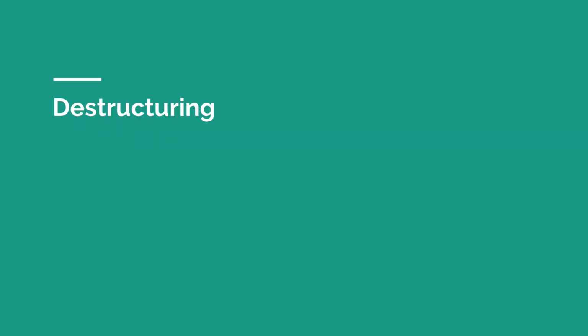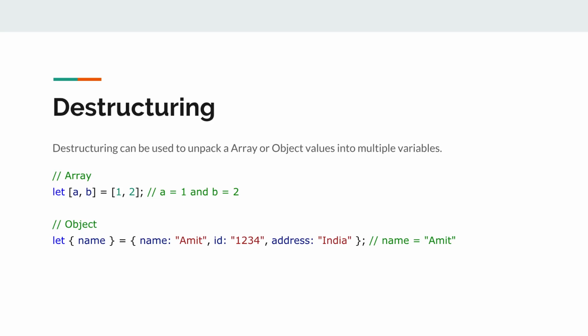Let's move on to destructuring. So destructuring provides a way to unpack arrays or objects into one or more variables. So we can use it for both arrays and objects. So in the first example, we have two variables named a and b, and these are enclosed between square brackets. And on the right hand side, we have an array value. So in this example, the first array value, 1, will be assigned to a, and the second value, which is 2, will be assigned to b.